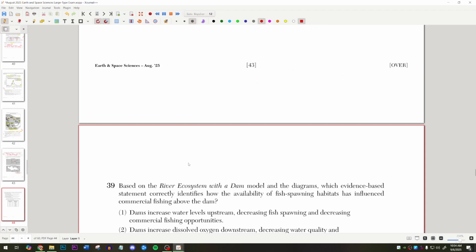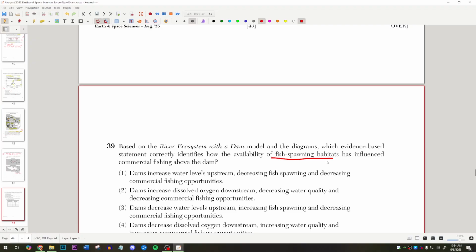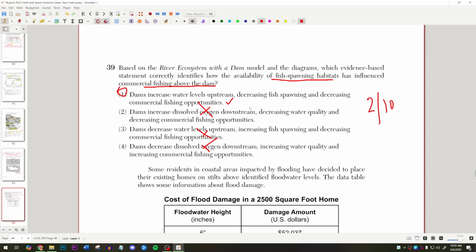Based on the river ecosystem, which evidence-based statement correctly identifies how the availability of fish spawning habitats has influenced the fishing above the dam? Dams increase water levels upstream, decreasing the fish spawning and decreasing opportunities. Probably right. Dams increase dissolved oxygen downstream. They didn't say anything about that. Dams decrease water levels upstream. No. Dams decrease dissolved oxygen downstream. I mean, that was so easy. So I would say this is like a 2. Remember, it was probably a 1, but I added 1 because we're tired.